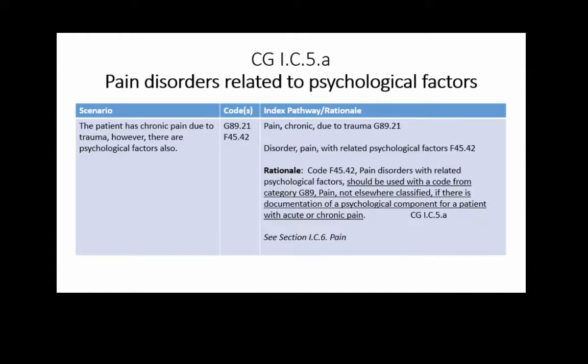This case has to do with a patient having chronic pain due to trauma. However, there are psychological factors also. The doctor is not saying the pain is exclusively related, but he is saying it's related. There are factors there he can't exclude. So the pain would be your principal diagnosis, chronic pain due to trauma, and then we would have the F45.42 code for that related psychological factors. And the coding guideline tells us that we can use F45.42 along with codes from category G89 because they're not exclusively psychological.